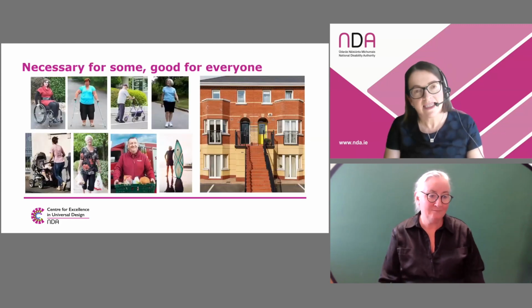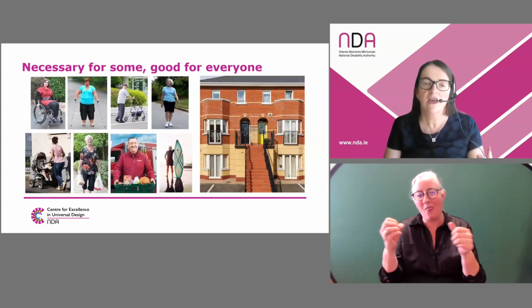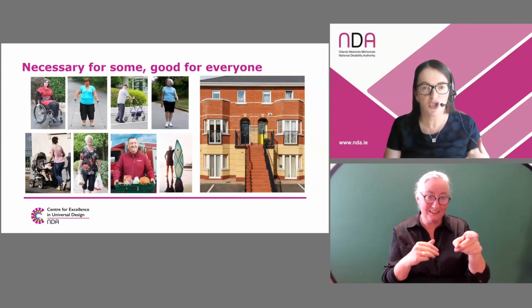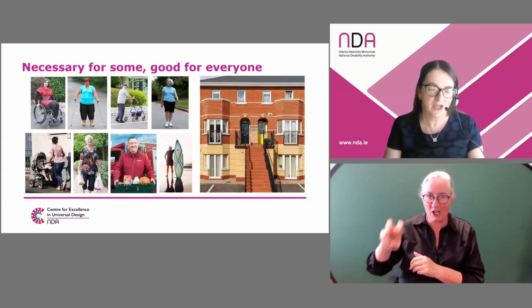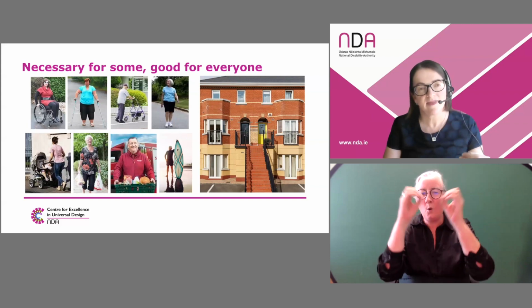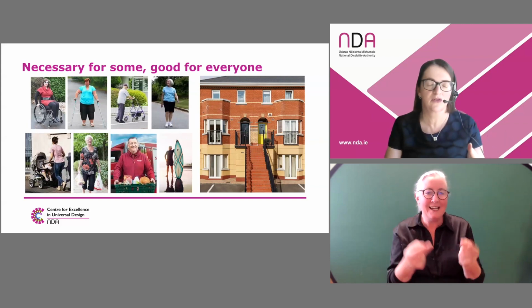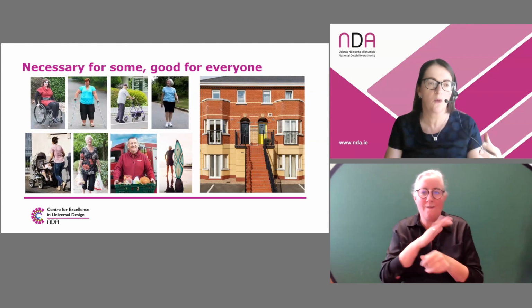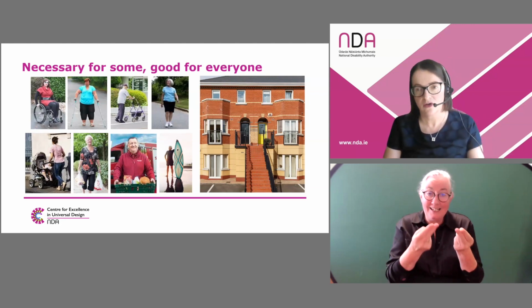So to look at this, I suppose, slightly in reverse, on this slide I have an image in relation to housing. It's a duplex unit with stairs up to the front door. And on the left, I have images of some people. They're just taken from Google Images, but they are based on people I know. The title on this is Necessary for Some, Good for Everyone. This benefit is explained in Norway by using this phrase: necessary for some, good for everyone.